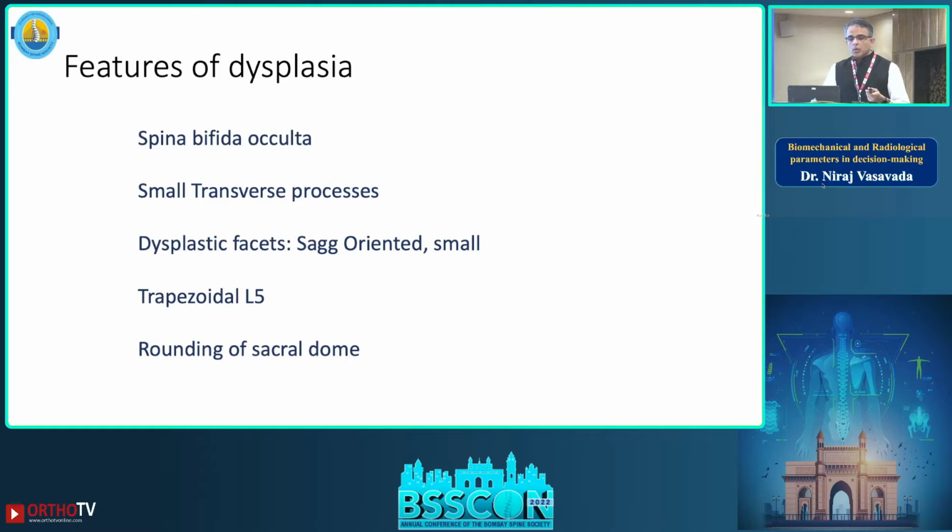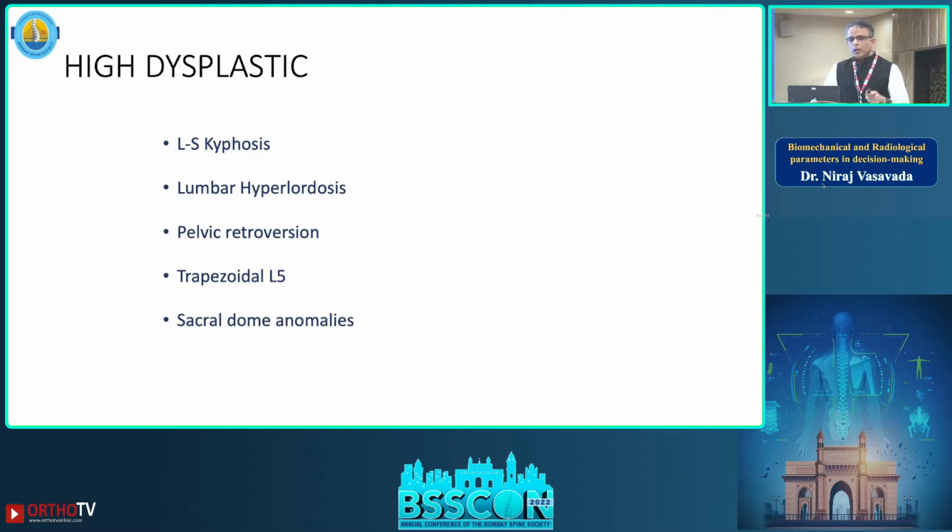So what is this dysplasia? How do you suspect dysplasia? What are the features of dysplasia? It starts with patients who have spina bifida or spinal cord anomalies. The patient would have a small transverse process, dysplastic facets, trapezoidal L5 and rounding of the sacral dome. These are the cardinal features, which may not all be present, but some of them you will see in your patient. When we talk about high dysplastic patients, there is significant lumbosacral kyphosis, lumbar hyperlordosis, pelvic retroversion or a vertical sacrum, trapezoidal L5 and sacral dome anomalies. These are the spondylolisthesis which always progress and require treatment and a solid fusion.